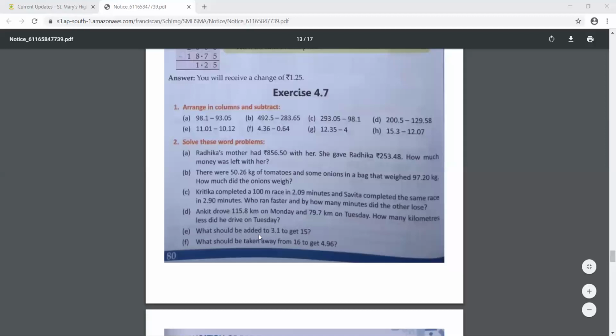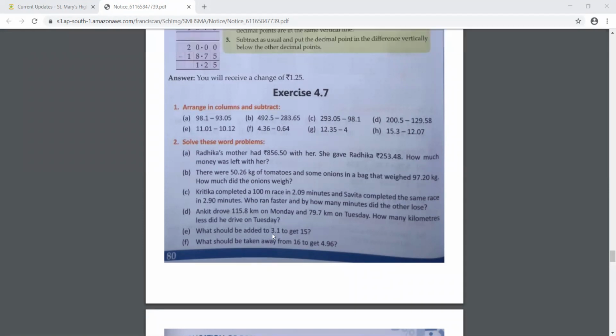What should be added to 3.1 to get 15? Okay. So now 3.1 is smaller than 15. So to make 3.1 into 15, we have to add something to this number, then it can become 15. So that is what they're asking. What should be added to 3.1 to get 15?